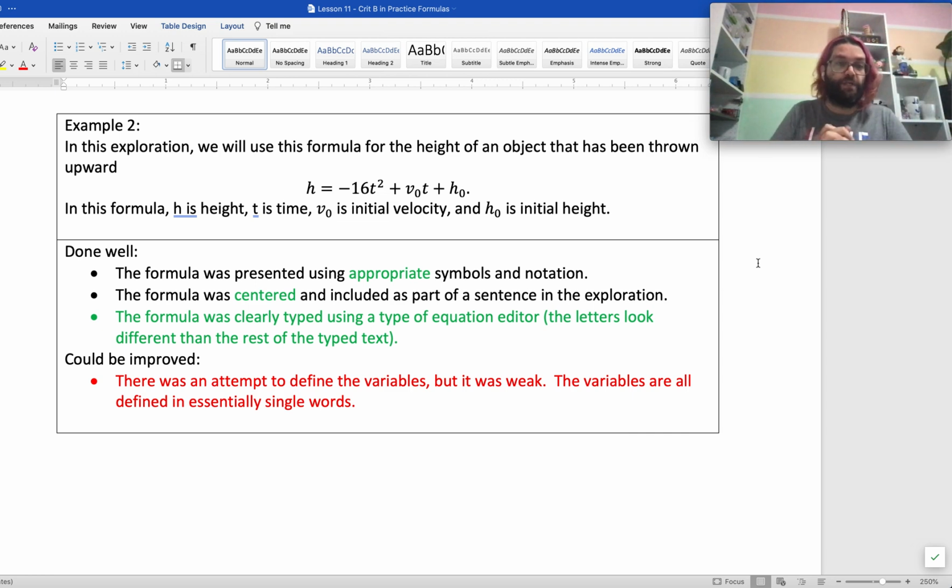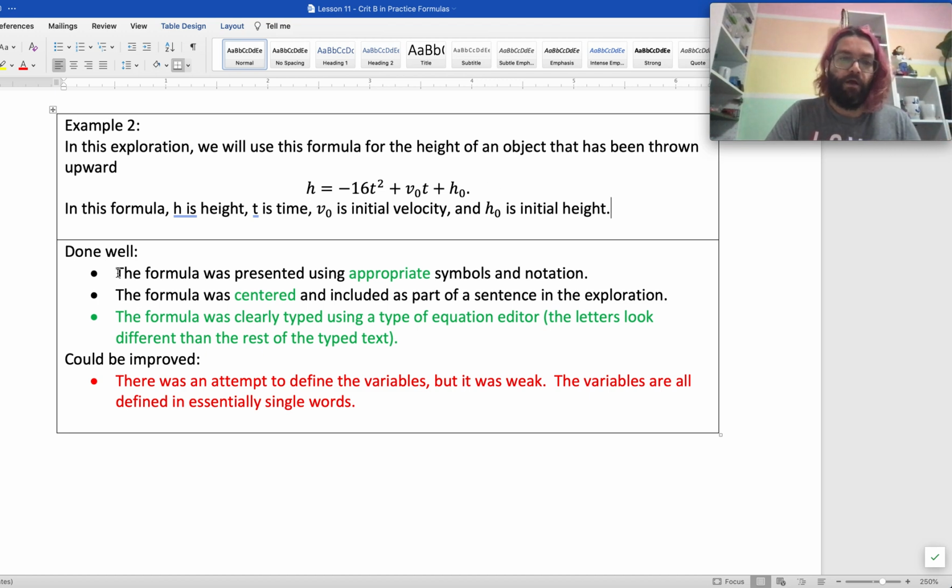Example 2, so the second one. I took the same information and I formatted it a little bit differently. So take a moment to read that, and more than read it, look at it. Look at how that thing is formatted and shown.